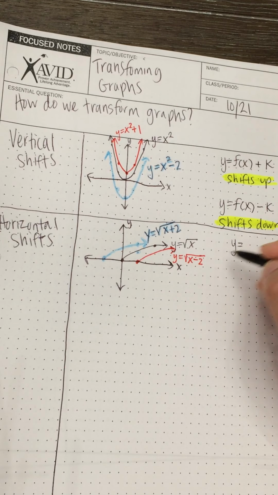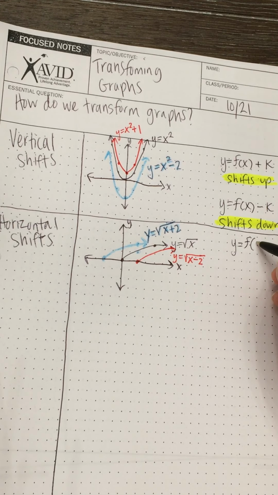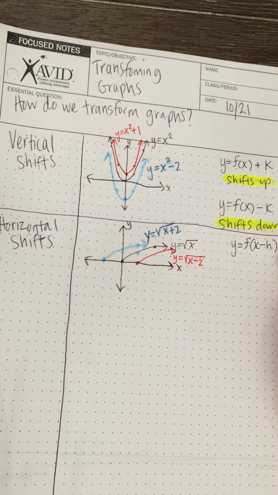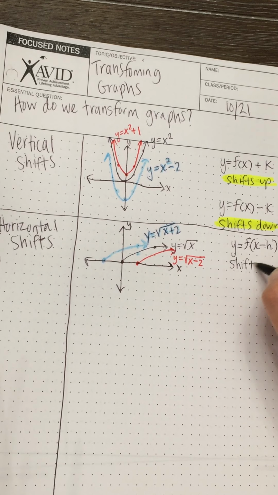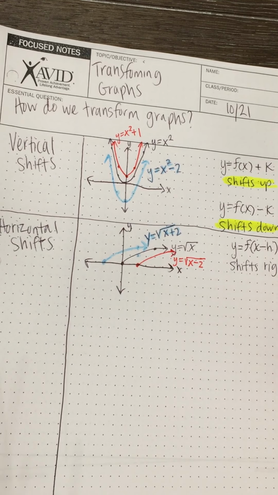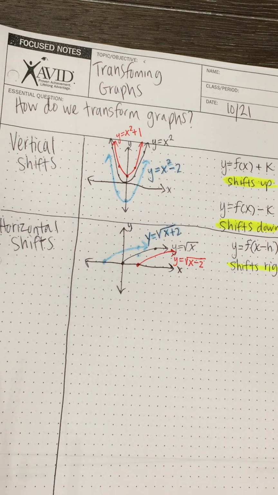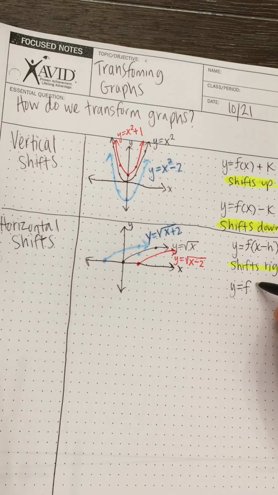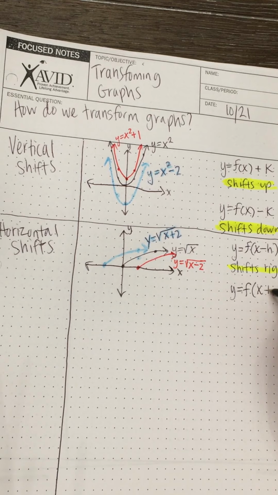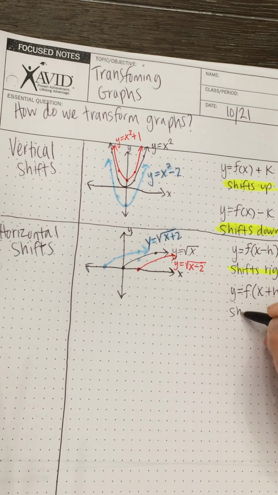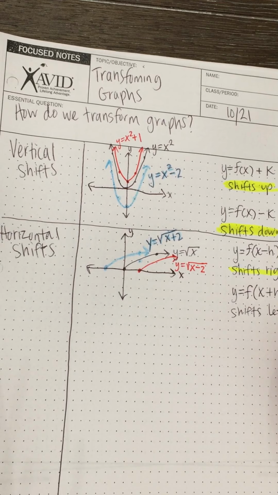So let's write that down. What makes it move to the right? If we change anything inside with the x, so x minus h makes it move to the right. So this shifts right. y equals f of x minus h. And the minus h is on the inside with the x. Same thing with the left side, f of x plus h shifts to the left.